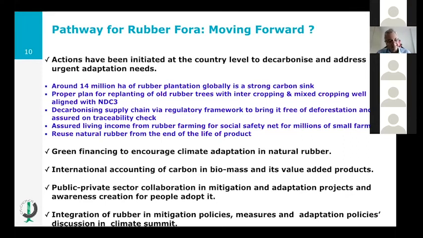Then integration of rubber in mitigation policies, measures and adaptation policies, and how to have these discussions as a holistic approach, starting from the bottom to the top, and how we can bring the discussions to climate summits and other UNFCCC discussions.